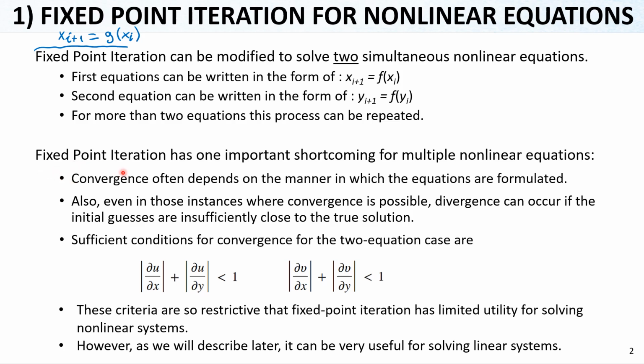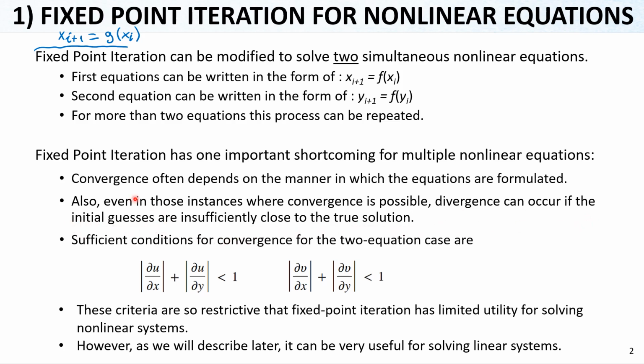But this fixed point iteration has one important shortcoming for multiple nonlinear equations: the convergence often depends on the manner in which the equations are formulated. These equations can be formulated in different ways, and the manner of formulating them influences the convergence. Even in those instances in which convergence is possible, divergence can still occur if the initial guesses are insufficiently close to the true solution.